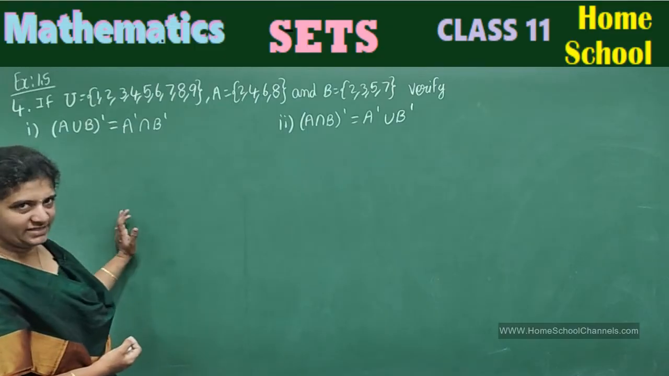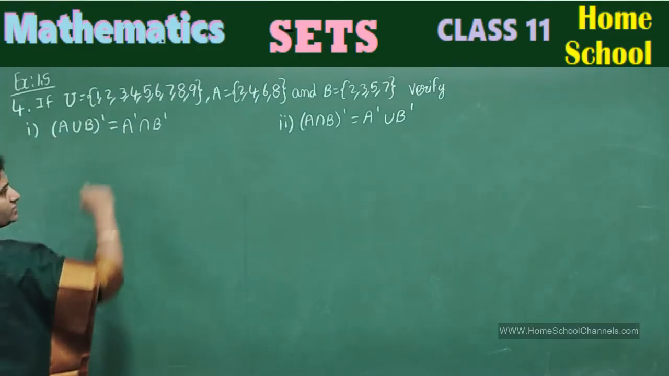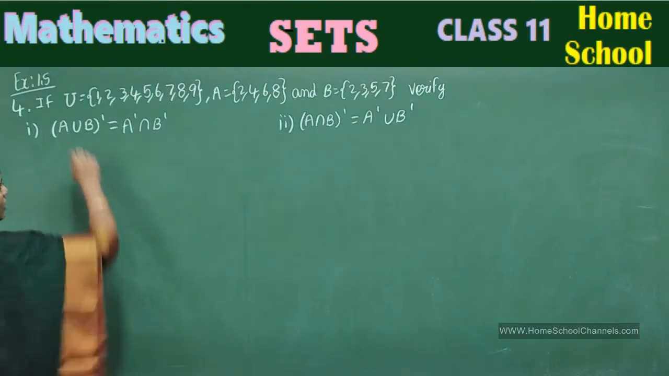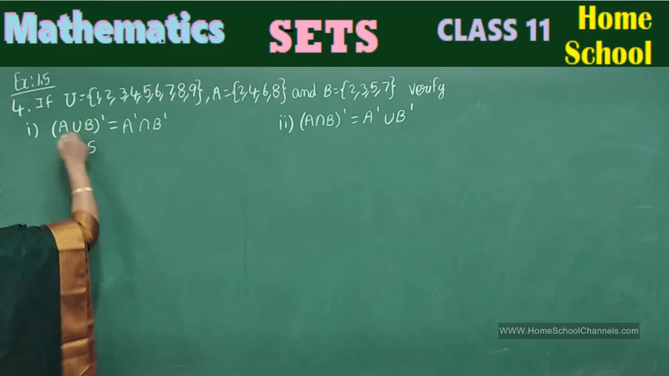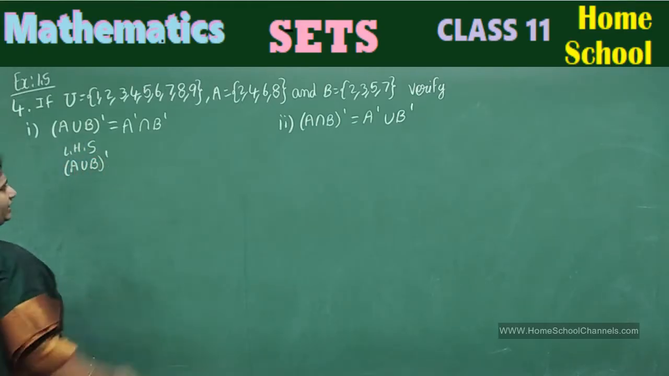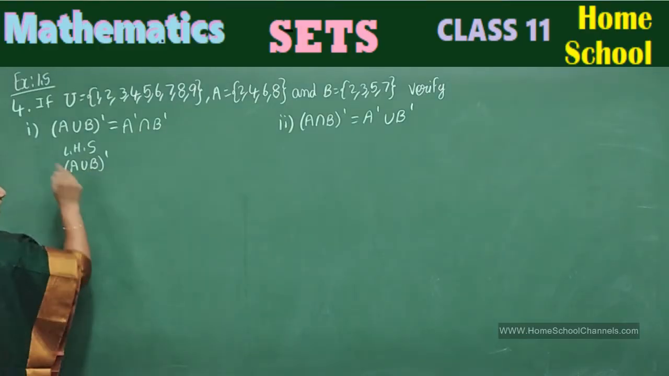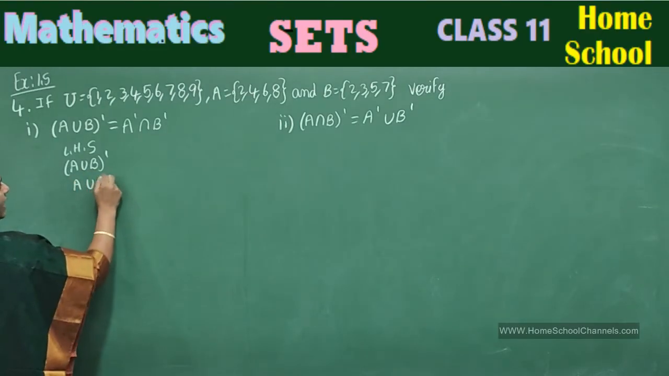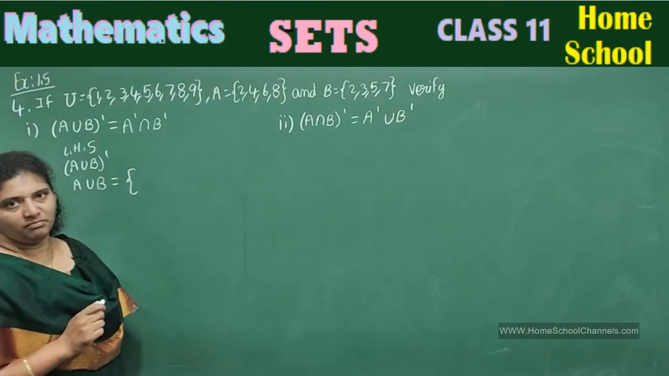Okay, let us see the first one here. Whether this is equal to this or not, we need to verify. Let me consider the LHS part. Left hand side, A union B whole complement. Before finding this complement, we will find A union B first. A union B is equal to A union B.